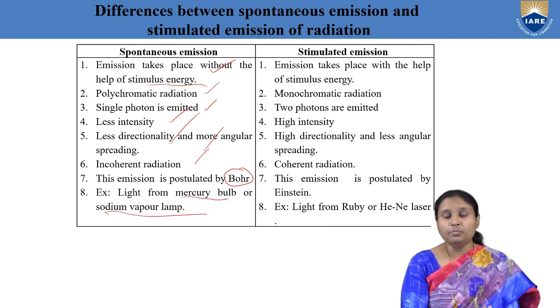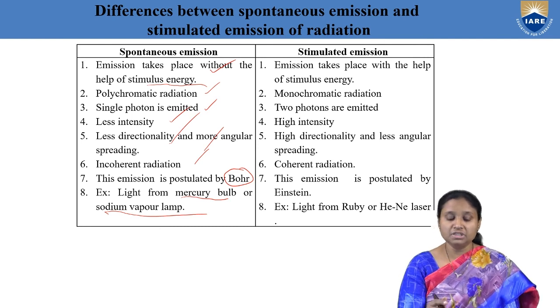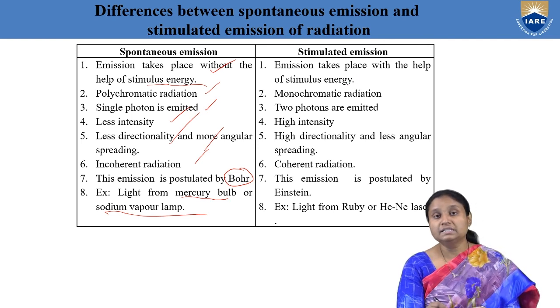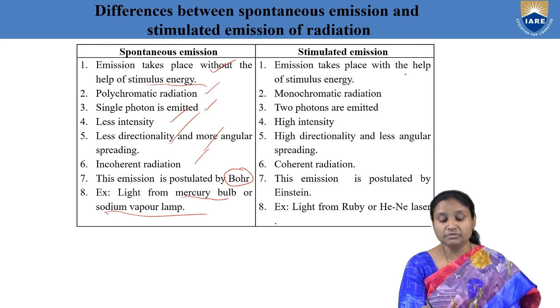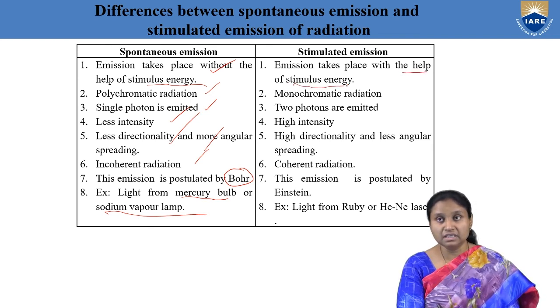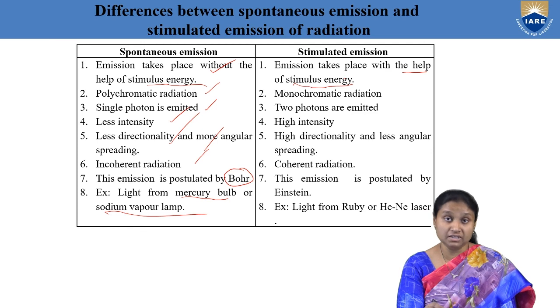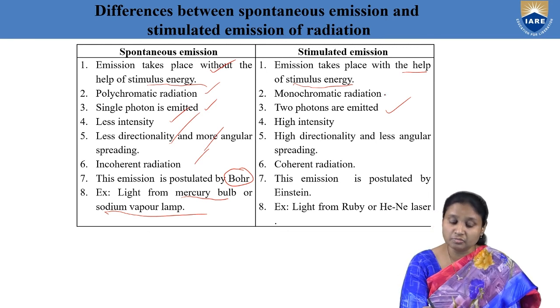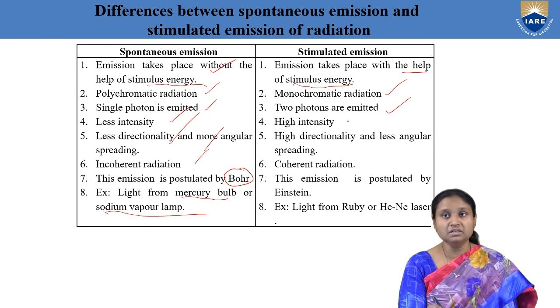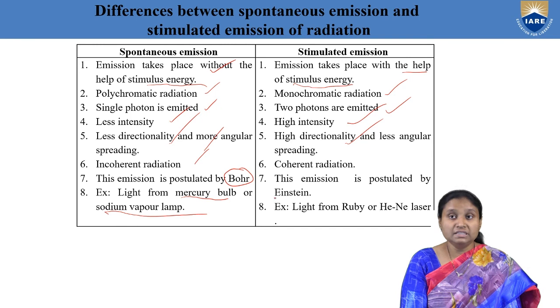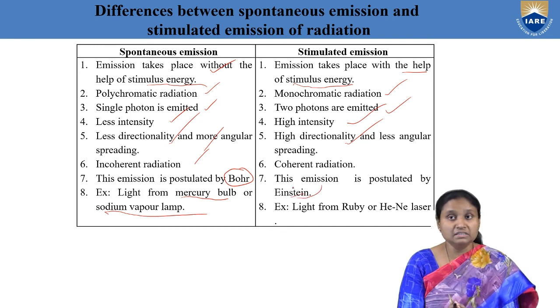Now, completely opposite to it is stimulated emission, where, if you want to de-excite an atom from the higher state to the lower state, we need to supply external energy, called stimulus energy. How many photons are emitted per emission? 2 photons, and their line width is very small. That's why we get monochromatic radiation, a highly intense, highly directional beam, which is nothing but coherent radiation. Who postulated this phenomenon of laser? It was given by the scientist Einstein.